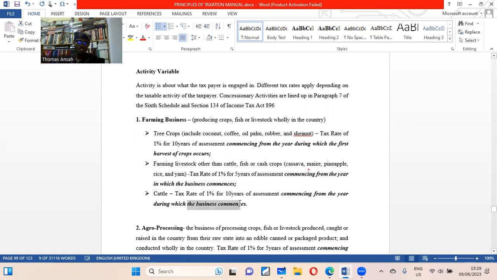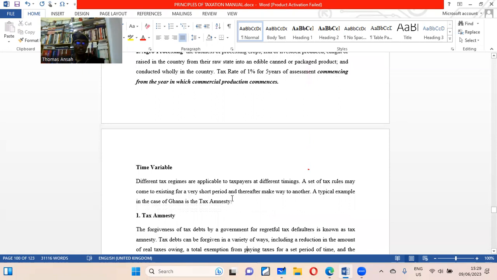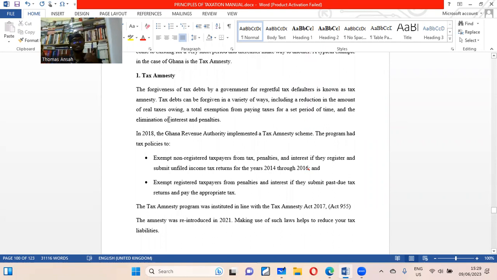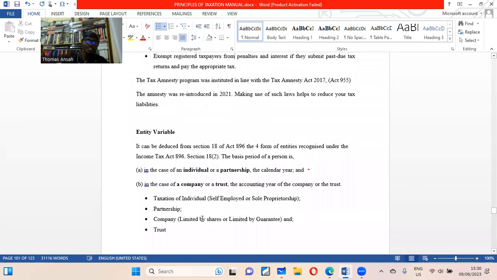So that is that. Then the time variable, like the amnesty that happened. If you use the amnesty, it comes and goes. It is the forgiveness of tax debt for what we call regretful or remorseful tax defaulters; they feel that they are sorry. Even as they pay the main tax, you forgive them of the penalty. It was introduced in Ghana in 2017, and in 2021 it was reintroduced because of COVID, and it ended in 2022. The entity variable: we have these entities, individuals, partnership, company, and trust.